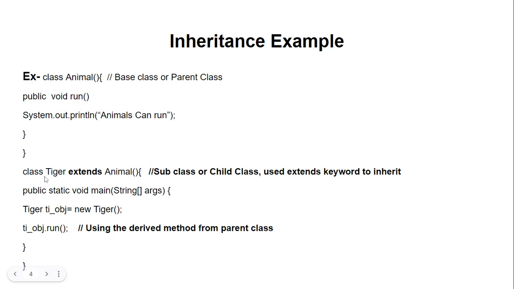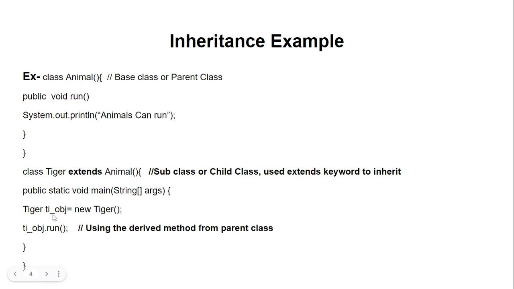We will first write class Tiger, whatever the child class will be, and we can use this extends keyword to extend or inherit features from whatever class. Whatever class is written here is referred to as the base class or parent class. So this Tiger is the subclass or child class. We use the extends keyword to inherit properties.